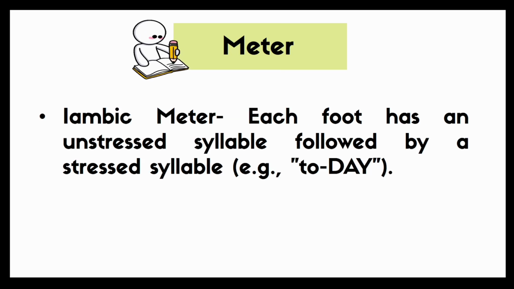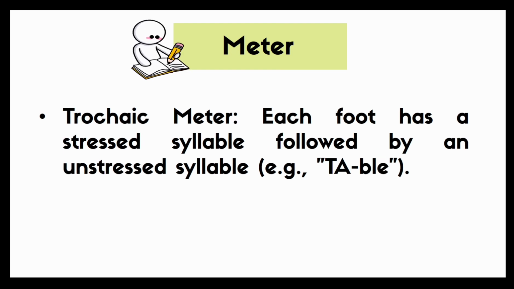There are different types of meter. The first is iambic meter, where each foot has an unstressed syllable followed by a stressed syllable. For example, today. The next type of meter is trochaic meter, where each foot has a stressed syllable followed by an unstressed syllable. For example, table.